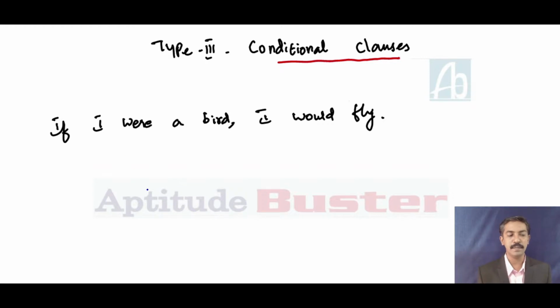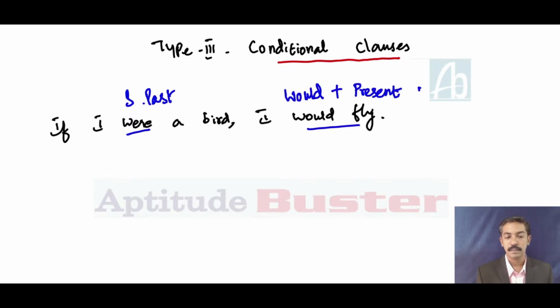Look at this example. If I were a bird, I would fly. I am deliberately using the example which you have done in school. The logic to be remembered is, instead of simple present tense, if we use simple past tense in the if clause, the main clause must be would plus, we call it present indefinite. Don't get confused when I say present indefinite.